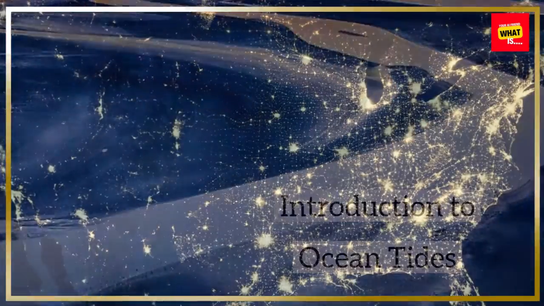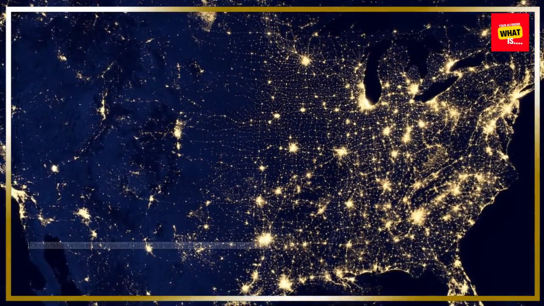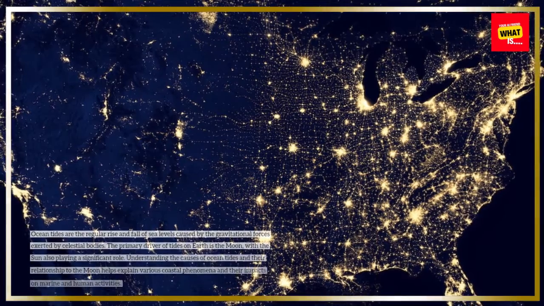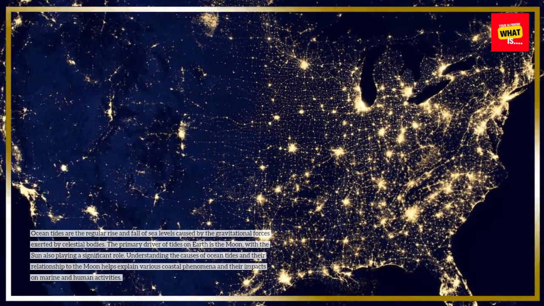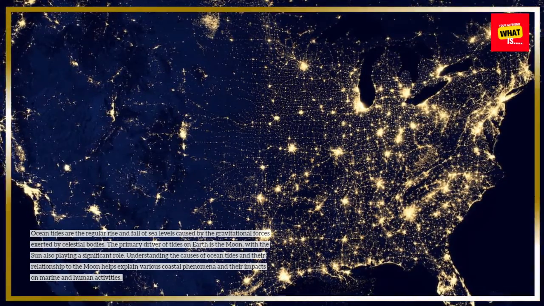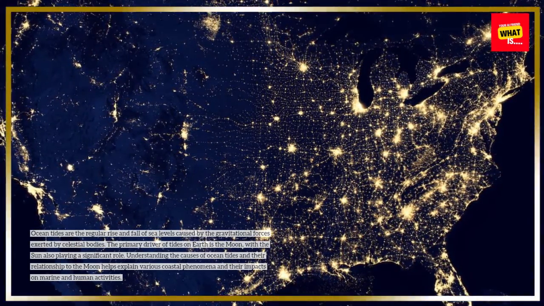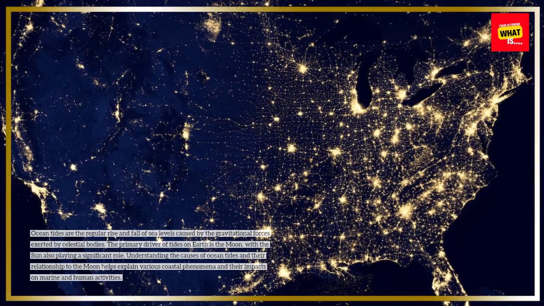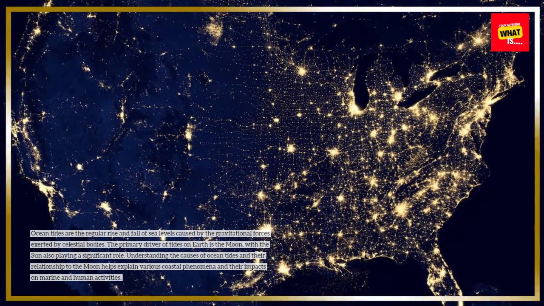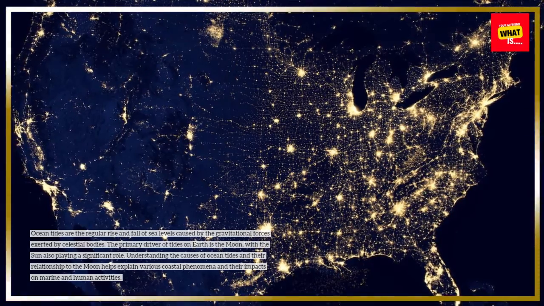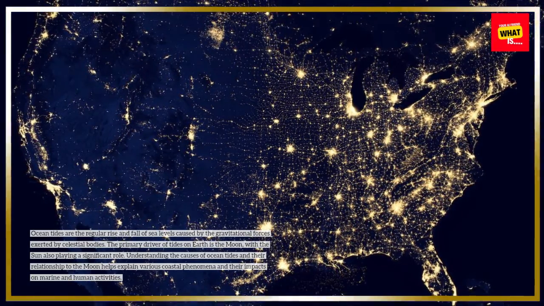Introduction to ocean tides. Ocean tides are the regular rise and fall of sea levels caused by the gravitational forces exerted by celestial bodies. The primary driver of tides on Earth is the Moon, with the Sun also playing a significant role. Understanding the causes of ocean tides and their relationship to the Moon helps explain various coastal phenomena and their impacts on marine and human activities.